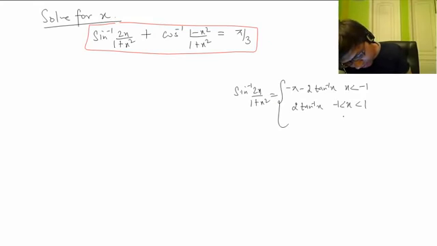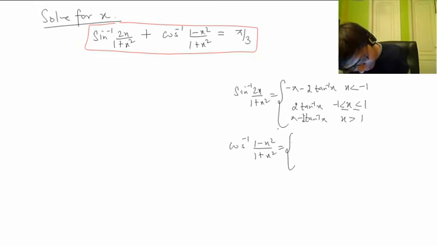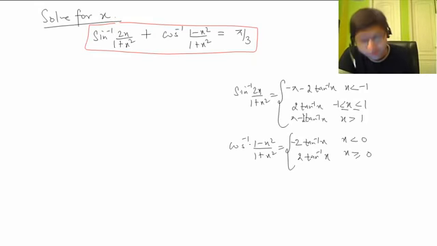And then for x greater than 1, it is pi minus 2 tan inverse x. And similarly we can write cos inverse 1 minus x square over 1 plus x square equals minus 2 tan inverse x for x less than 0, and for x greater than or equal to 0 it is 2 tan inverse x. It's a compound form of this cos inverse 1 minus x square over 1 plus x square.